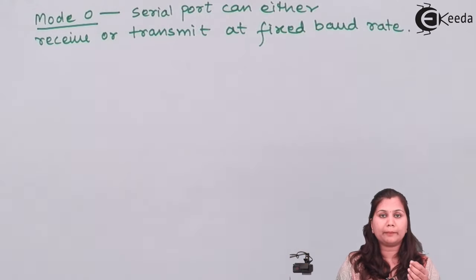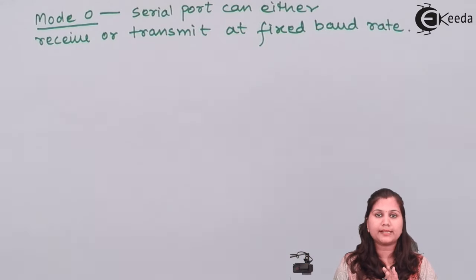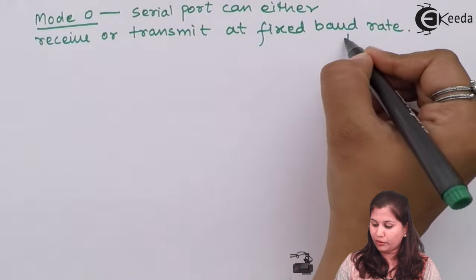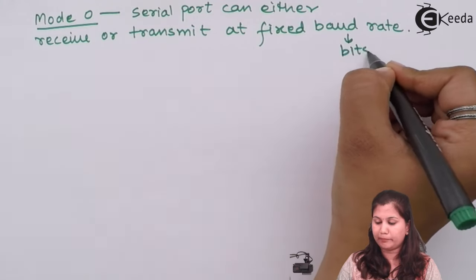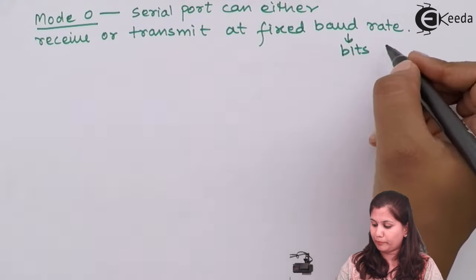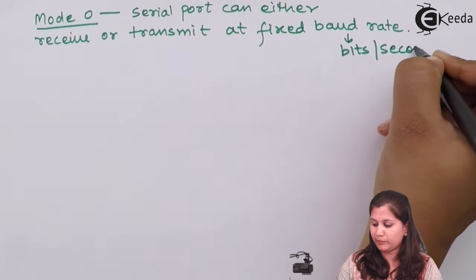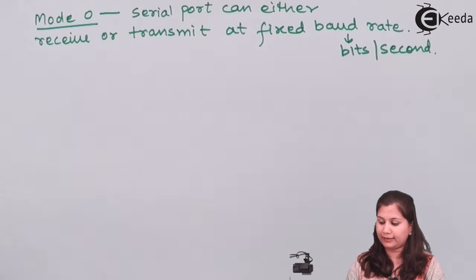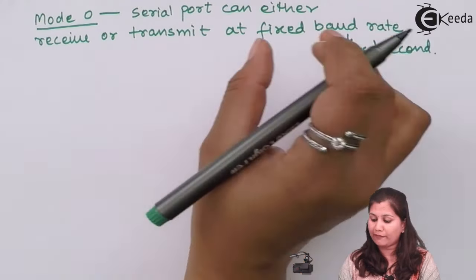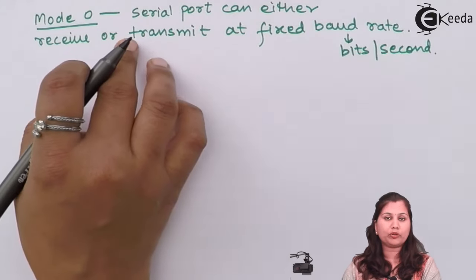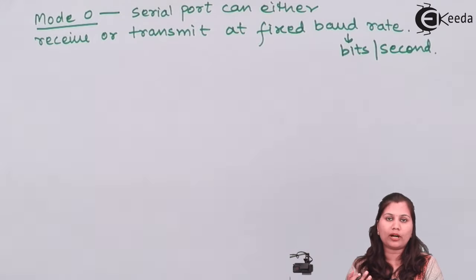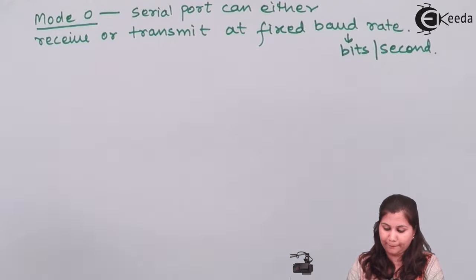Baud rate means the bits which are transferred per second. Okay, so baud rate is the rate at which the bits are transmitted. So how many bits are transmitted per second, that will be the baud rate. So at fixed baud rate, the serial ports can either receive or transmit the data.